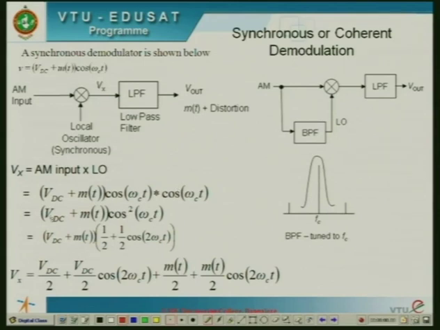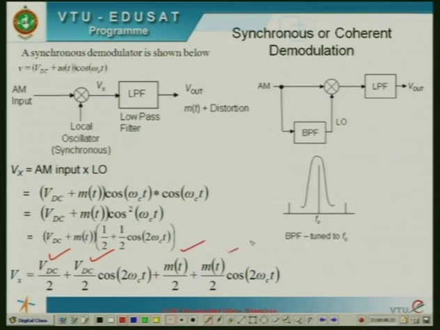you find that you get the equation (VDC plus m of t) into cos square omega ct. Now we know that cos square omega ct is 1 by 2 plus 1 by 2 cos of 2 omega ct, and further multiplying this out, we have four components: the first, second, third and fourth component. All four components are now available.